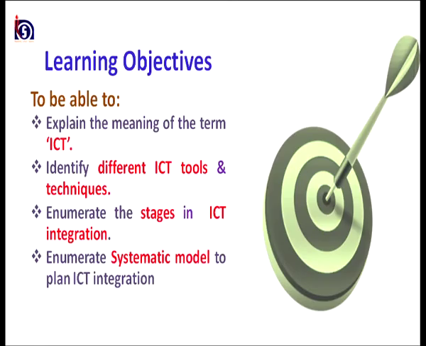Now, here are the learning objectives or learning outcomes for you. After this lesson, you will be able to explain the meaning of the term ICT, that is Information Communication Technology. You would be able to identify different ICT tools and techniques. You would also be able to enumerate the stages in ICT integration, and you would also be able to enumerate the systematic model to plan ICT integration.